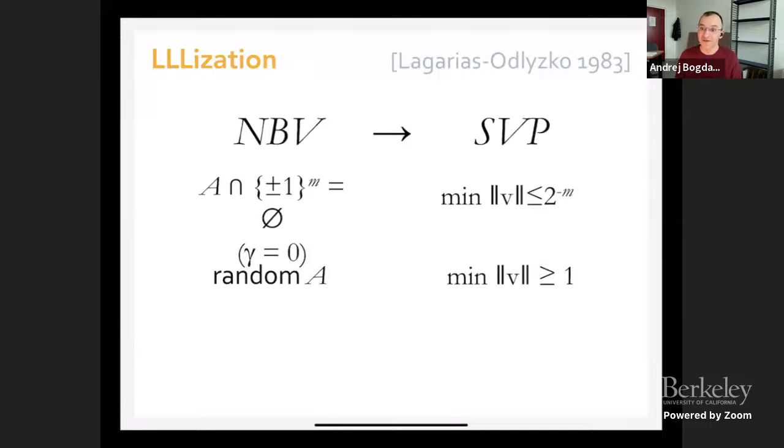If I give you a random subspace and I just want you to prove to me that there is no Boolean point inside it, then is this a hard problem? And it turns out it's not. It's actually an easy problem, and this goes back to ideas where people used lattices to solve subset sum problems. And in modern language, they can be phrased as a reduction to the shortest vector problem in lattices.